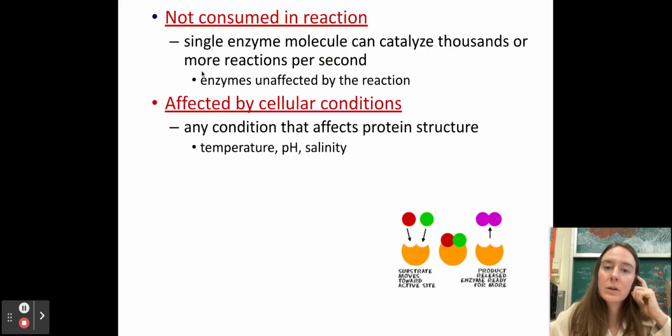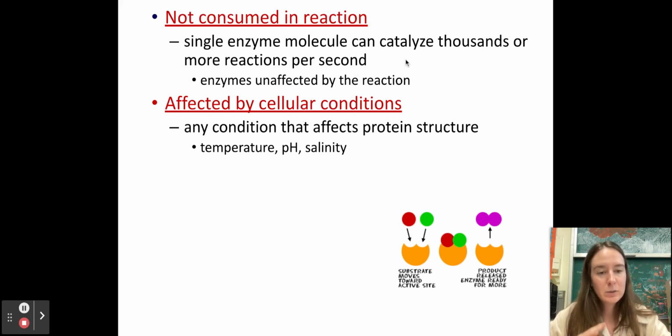Now, the thing that we need to know about enzymes is that they speed up the reaction, but they're not consumed, so they can be recycled. One enzyme can catalyze, which means to speed up, thousands or more reactions per second, and the enzymes are unaffected. They take up the substrate, they help the substrate complete the chemical reaction, and then they are recycled and they can grab another substrate.